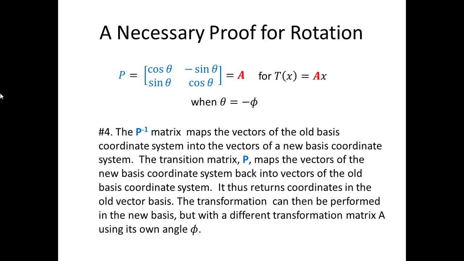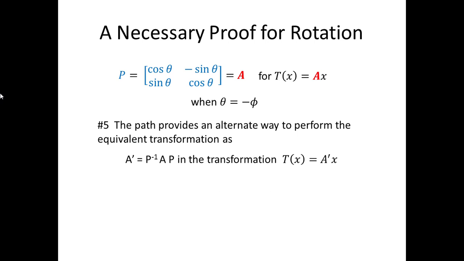The P inverse matrix maps the vectors of the old basis into the new basis coordinate system. The transition matrix moves them back. It thus returns the coordinates in the old vector basis, just like the transformation matrix A does. The transformation then can be performed in the new basis, but with a different transformation matrix coming back. And this is quite commonly done, where if you have a transformation to perform, it may be easier to do it in a transitioned space, in a new basis.